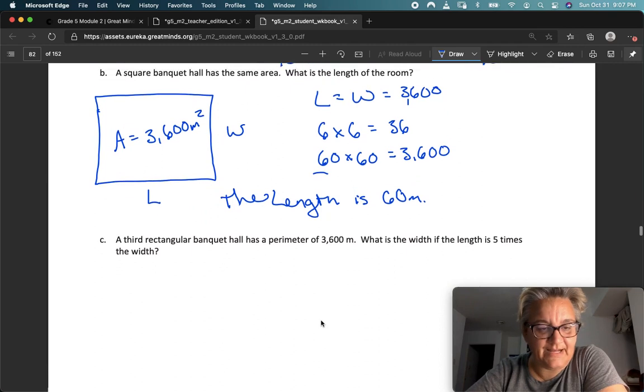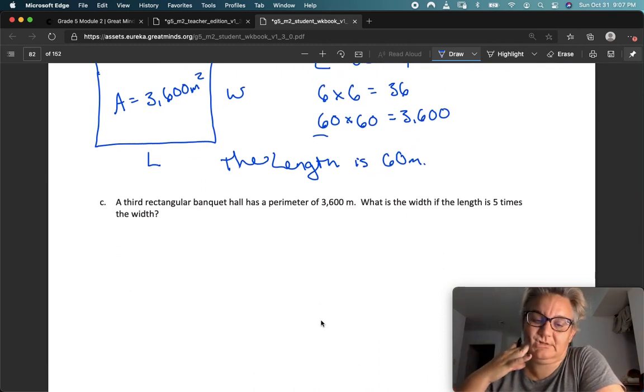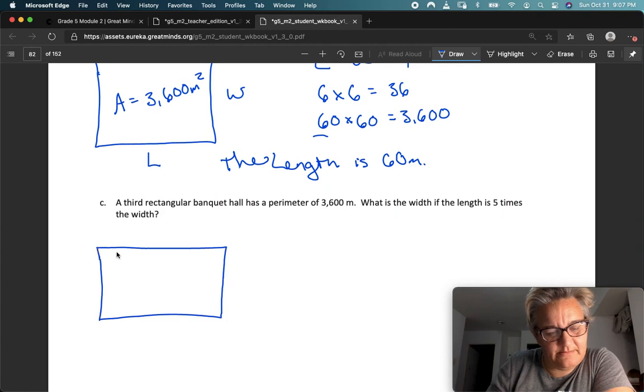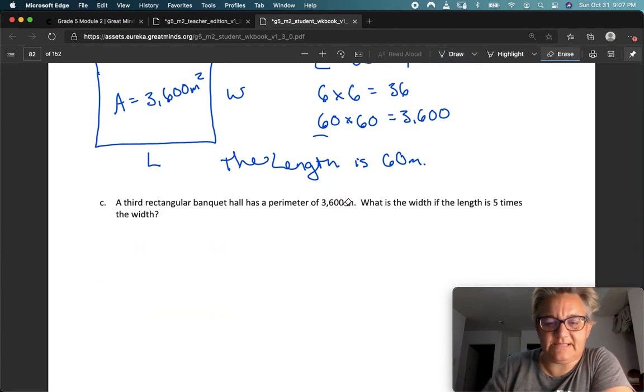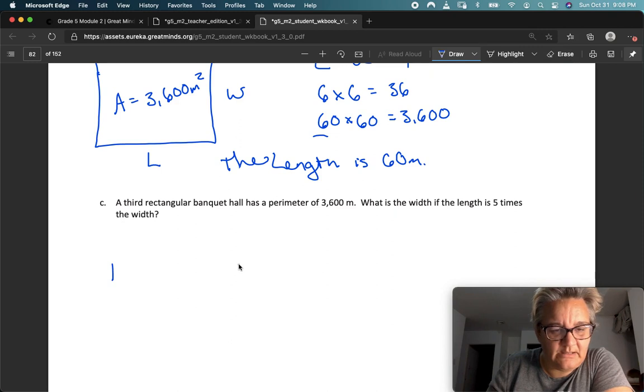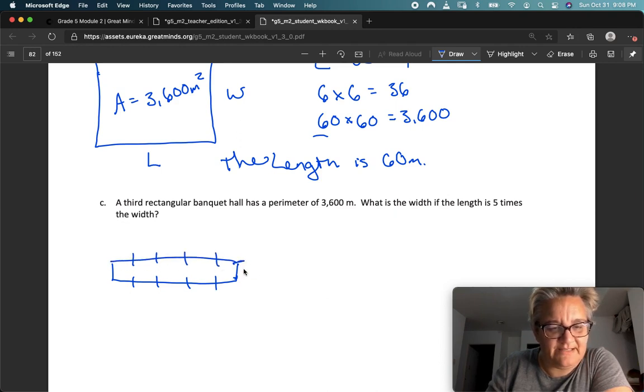A third rectangular banquet hall has a perimeter of 3,600 meters. Okay, so this one has a perimeter. Wait a minute, I'm going to draw this a little bit differently. The width is what? What is the width if the length is 5 times the width? Okay, so here's the width, and the length is 5 times the width. So 1, 2, 3, 4, 5. Okay, so if this is the width, the length equals 5 times the width, right? Because it's 1, 2, 3, 4, 5.